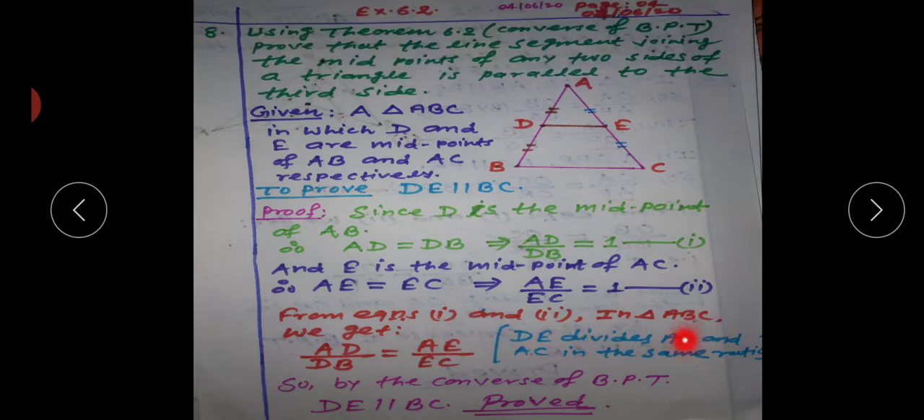D and E divide AB and AC in the same ratio. So this line DE will be parallel to the third side, that is BC. So by converse of BPT, DE will be parallel to BC. We have proved it.